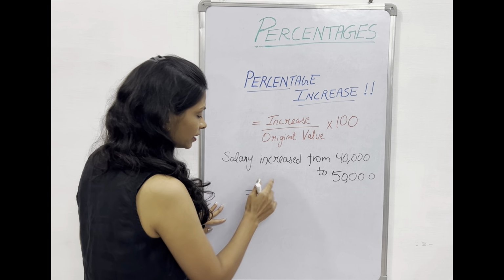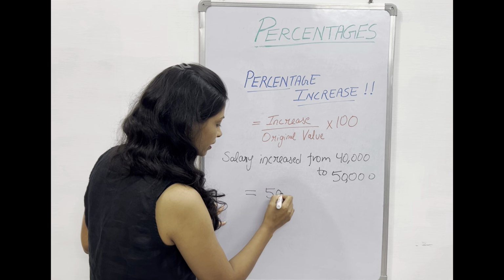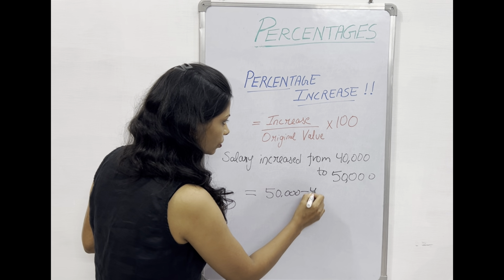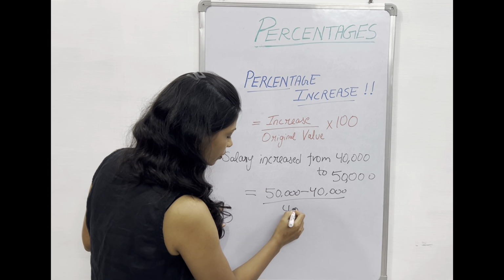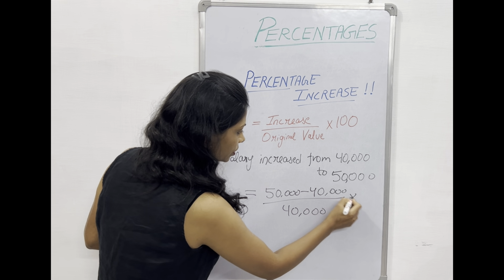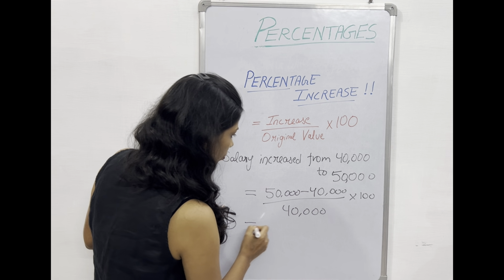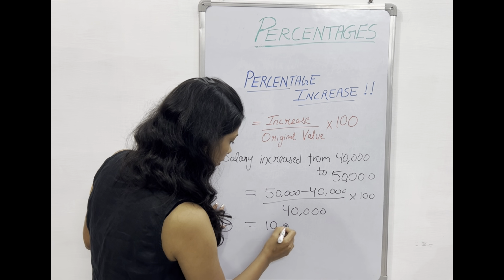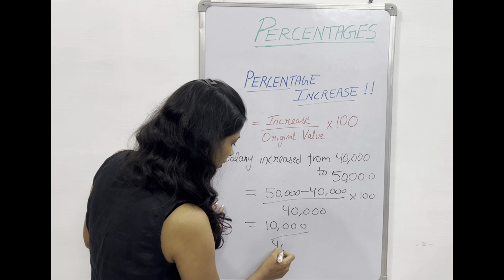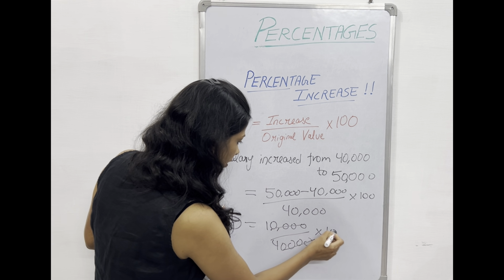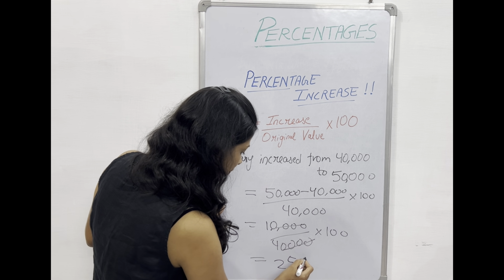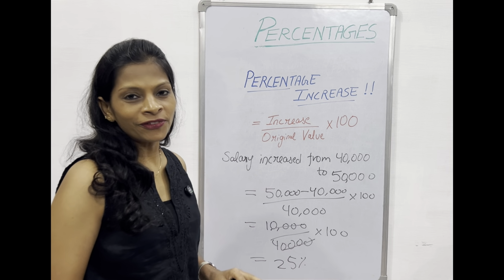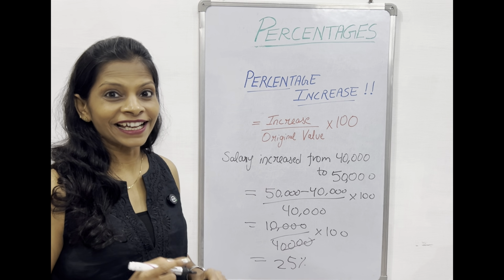So here the percentage increase would be 50,000 minus 40,000 divided by the original amount, which is 40,000, times the 100. Now the difference is 10,000 here divided by 40,000. The zeros get cancelled, times the 100. 100 over 4 is 25%. Hence the salary of the employee increased by 25%, and that's a good hike.